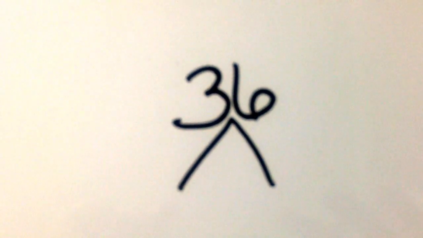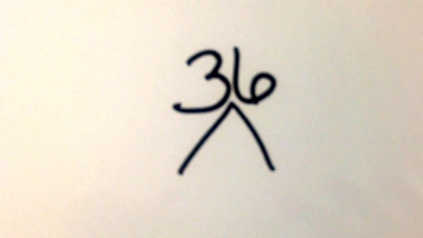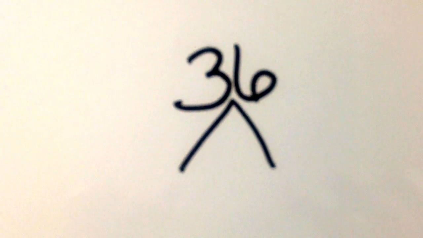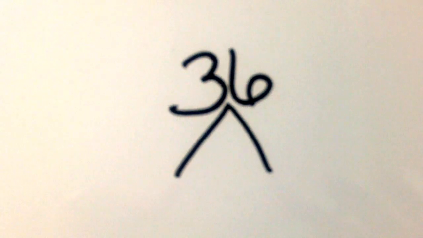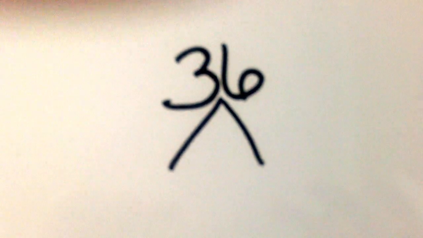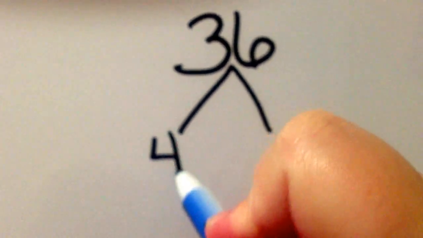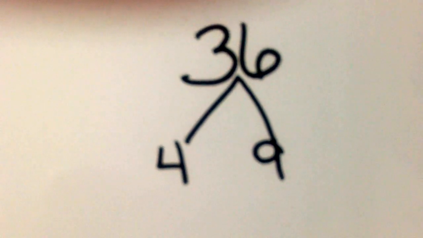Some of you may have chosen 6 times 6 is 36. Others may have chosen 4 times 9 is 36. And still, some of you even chose that 18 times 2 is 36. So I'm going to go with the 4 and the 9. So I'm going to say 4 times 9 is 36. And 4 times 9 definitely does equal 36.